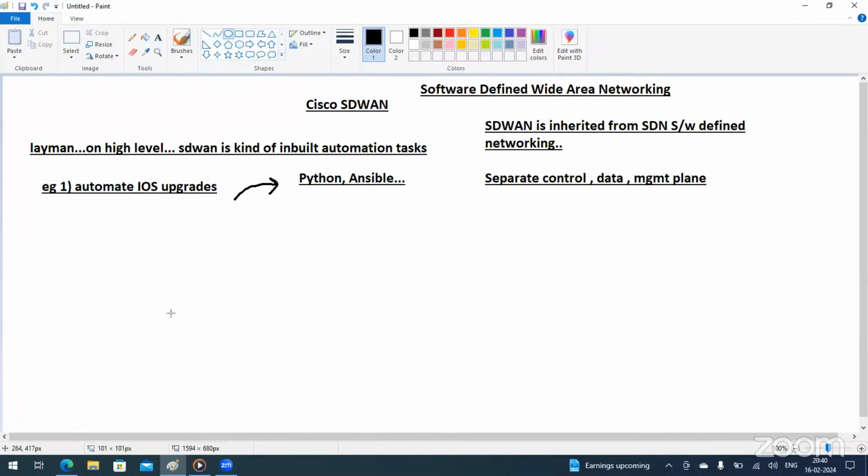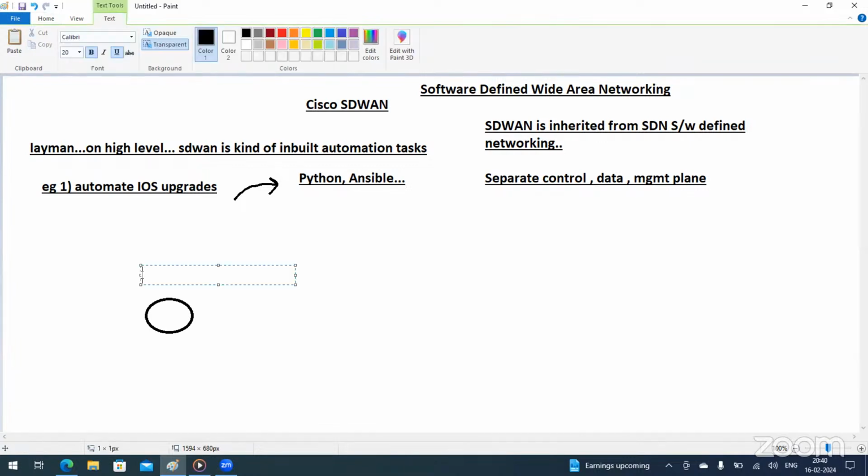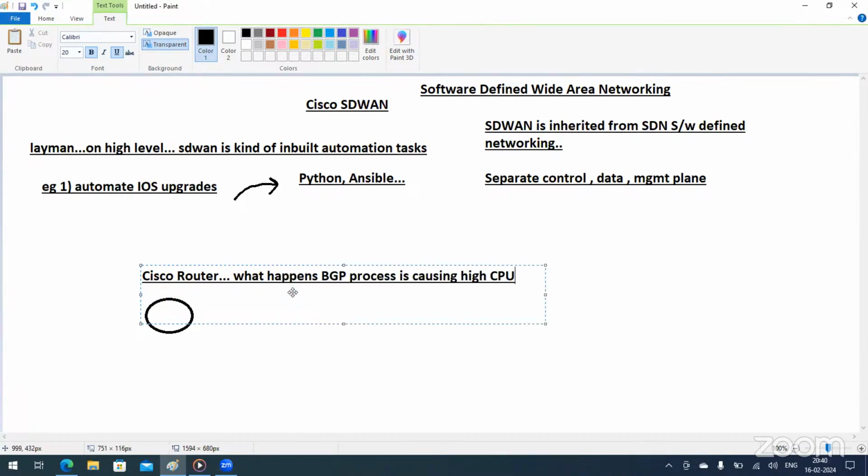So if we take a simple example of a traditional router, the router in traditional networking, what happens if, on a Cisco router, the BGP process is causing high CPU? Can someone tell me what happens when we see the BGP process causing high CPU on the router?